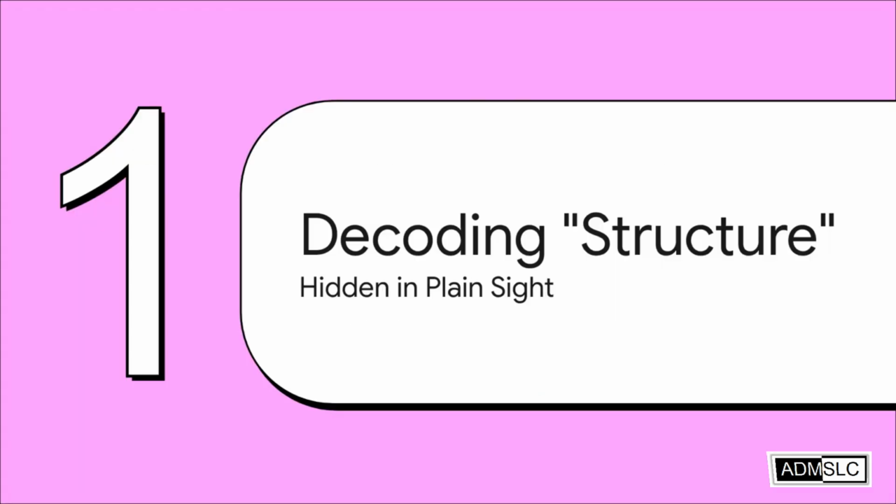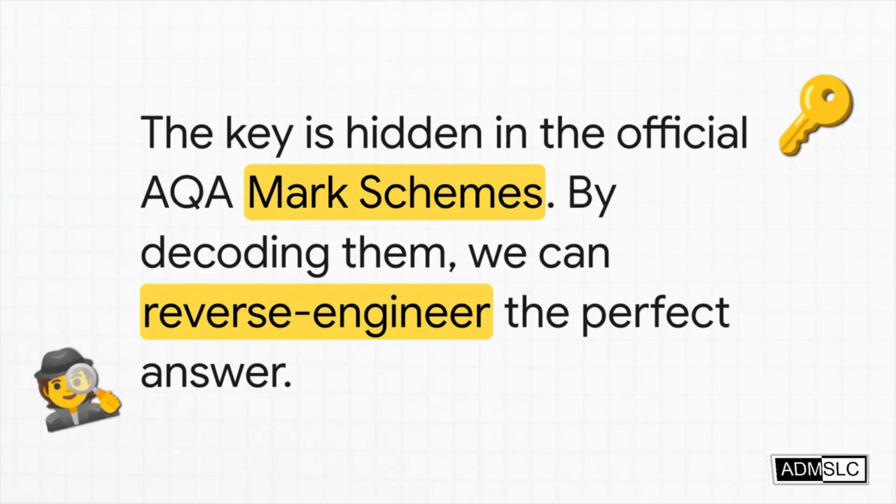Right, let's jump into section 1, decoding structure. Now, the key to this question might seem like some big secret, but it's actually hiding in a place you'd probably never think to look. So where's the secret? Well, we're going straight to the source, the official AQA exam mark schemes. Yep, these are the actual documents the examiners use to grade your paper. So, if we can understand what they're told to look for, we can basically reverse engineer the perfect answer.